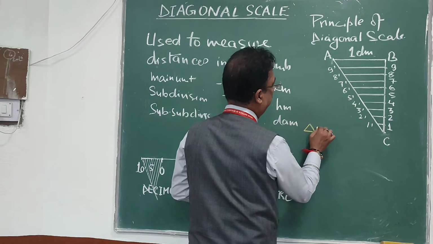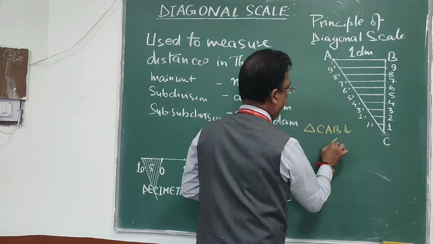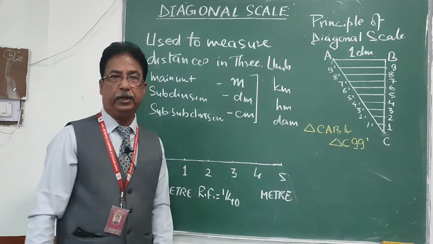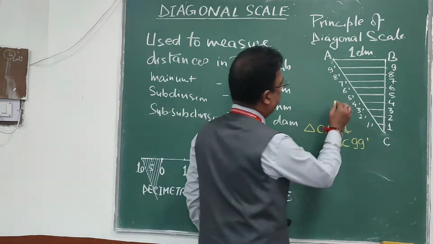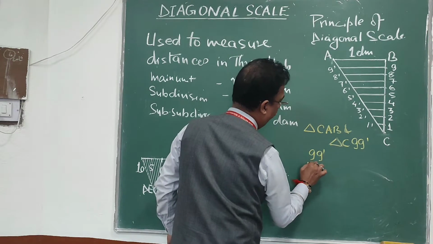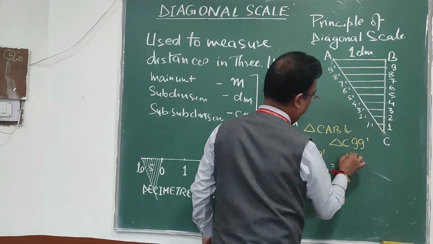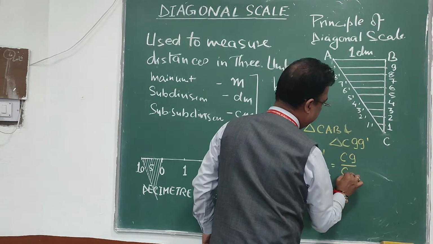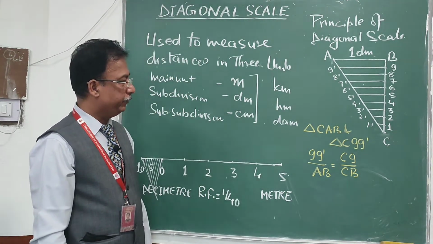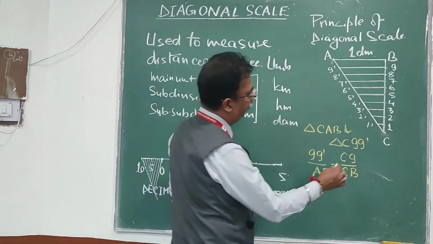The biggest one, that is CAB, and the second triangle, that is C9 9 dash. So I am going to compare these two triangles, and in these two triangles, this base, that is 9 9 dash upon AB, base upon base will be equal to height upon height. So that is C9 upon CB. So this is the equation: 9 9 dash upon AB equals C9 upon CB.